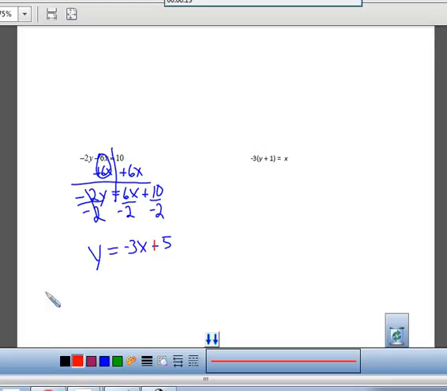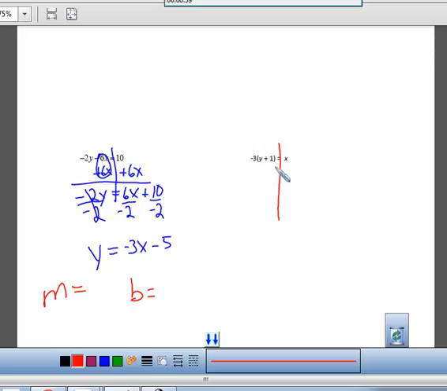Okay, now I'm not done. I still have to identify my slope and y-intercept. You know what? I'm not going to do that. I'm going to let you do that. This should be pretty simple. And then share your answers in math if you want to earn some points on your scoreboard. Okay, the next one, the last problem.